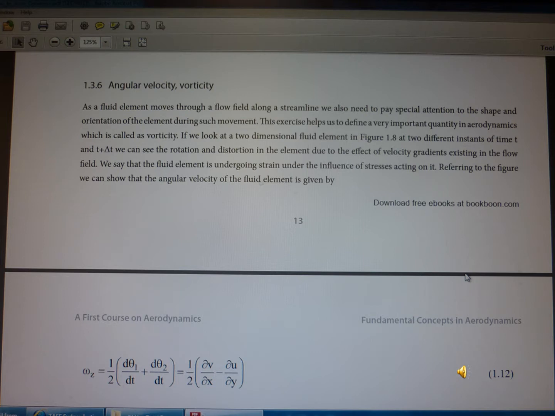In this case, we say that the fluid element is undergoing strain under the influence of the stresses acting on it. Referring to the figure, we can now show that the angular velocity of the fluid element is given by omega equals 1 half multiplied by d theta by dt plus d theta 1 by dt plus d theta 2 by dt, which equals half multiplied by del v by del x minus del u by del y. So this is the angular velocity equation.